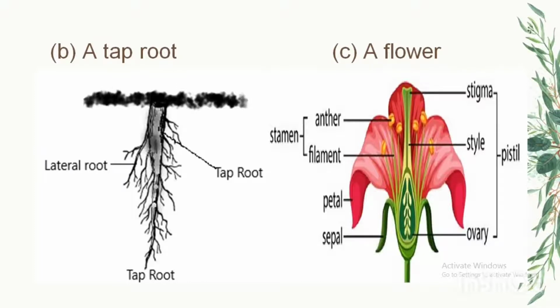Next one is flower. So in the flower you can see that we understood in the structure of flower that flowers are having mainly two types, that is inner part of the flower and outer part of the flower.